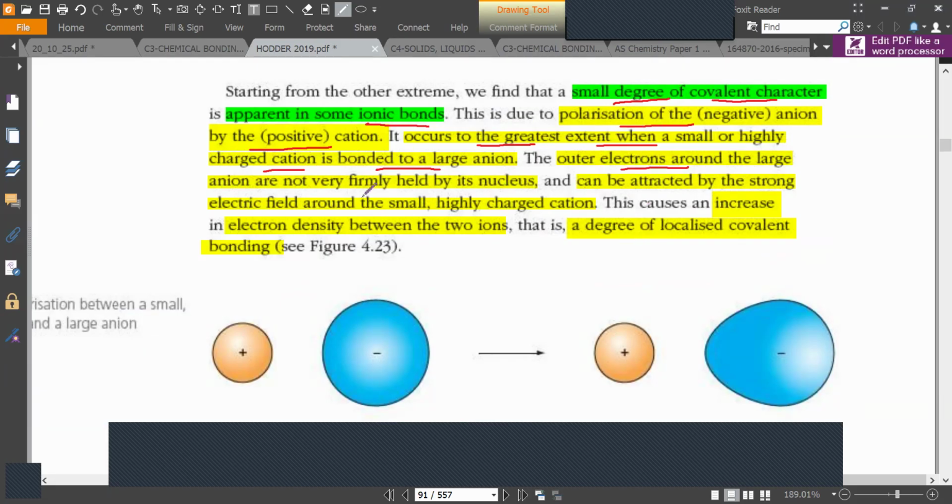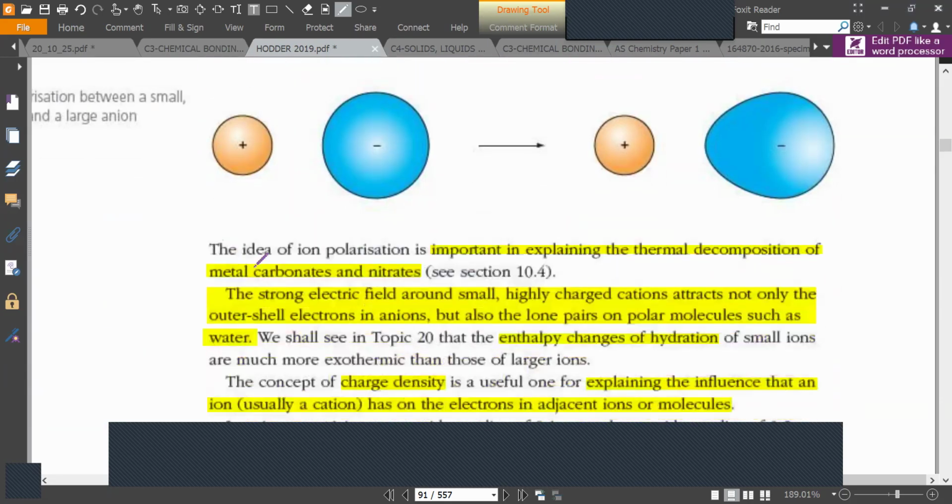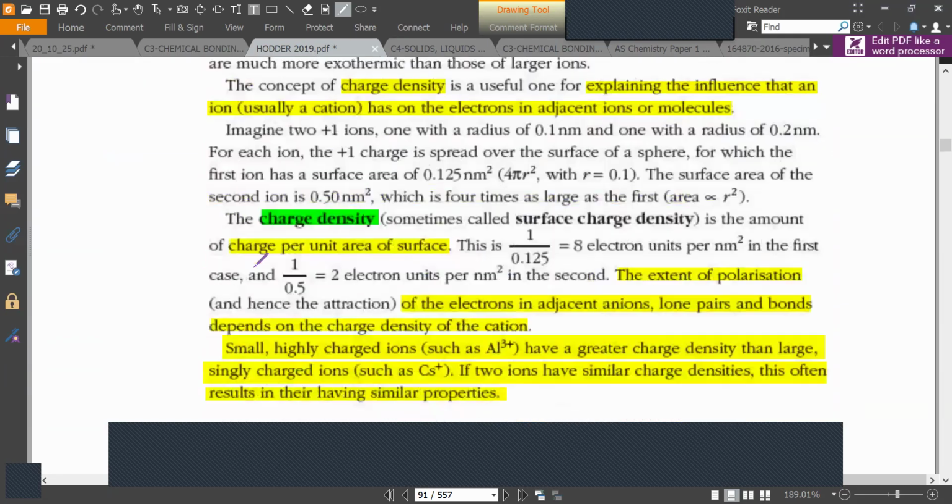The outer electrons around the large anion, not firmly held by the nucleus, can be attracted by the strong electric field around the small, highly charged cation. This increases the electron density between the two ions, giving a degree of localized covalent bonding. So this one is not too important.